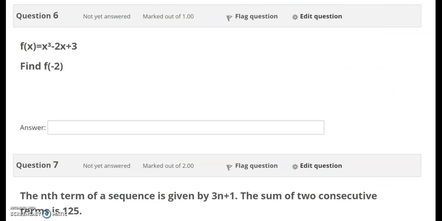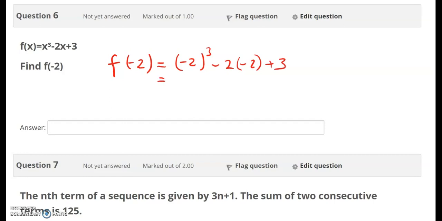In question number 6, we've got f of x is equal to x cubed minus 2x plus 3. Find f for a value of minus 2. So we've got to find the value of the function if x is equal to minus 2. So just like an equation, what we're going to do is replace x with minus 2. So f of minus 2 is going to be equal to minus 2 cubed minus 2 lots of minus 2 plus 3.